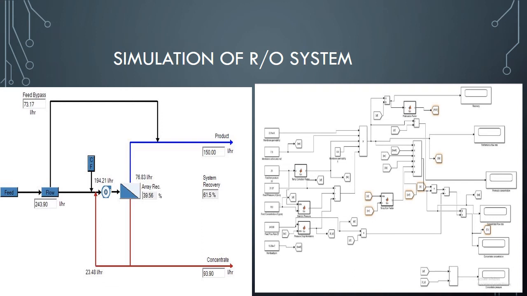In this case, among 243 liters, around 76 liters of water gets purified and then gets accumulated with the previous feed bypass of around 73 liters, and a total of 150 liters of water is restored as the product, and around 93 liters of water is the concentrated brine, and around 194.21 liters of water is passed through the water pump.